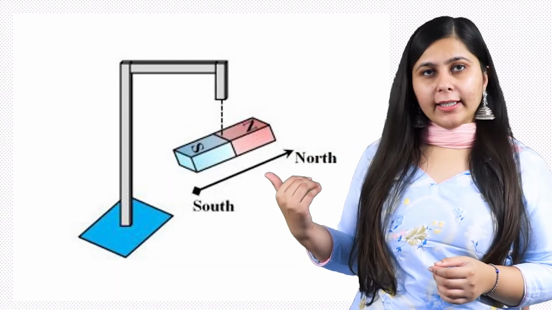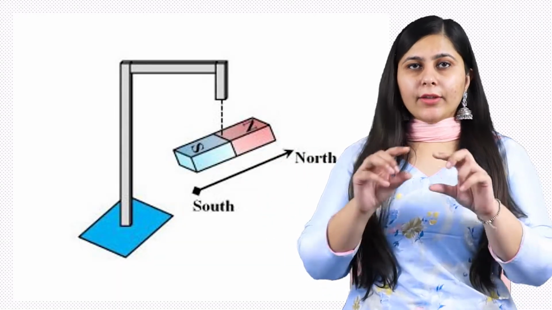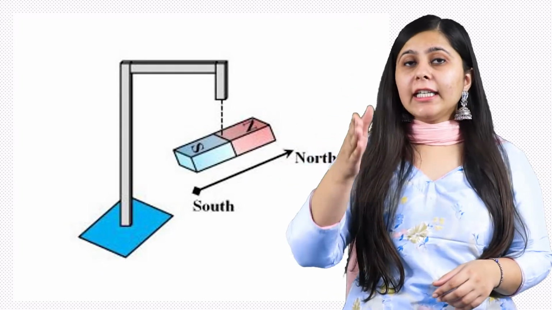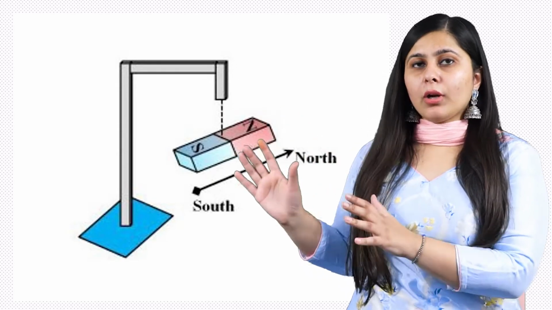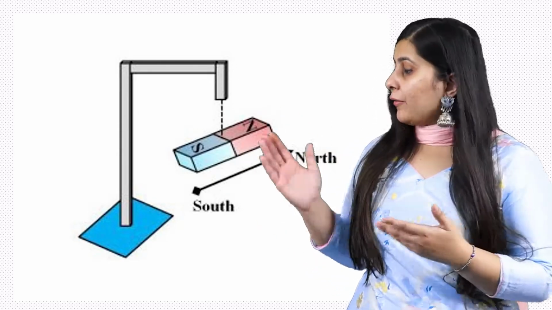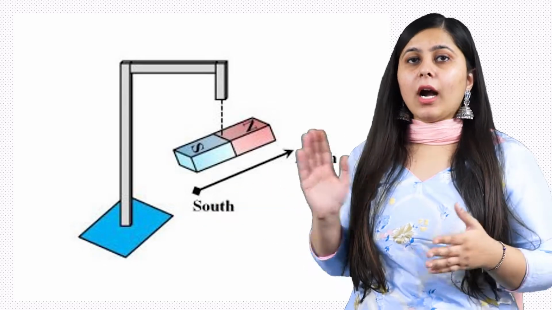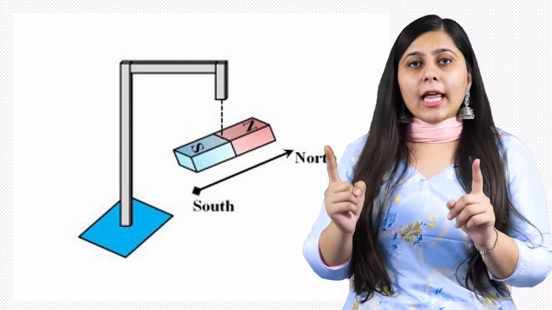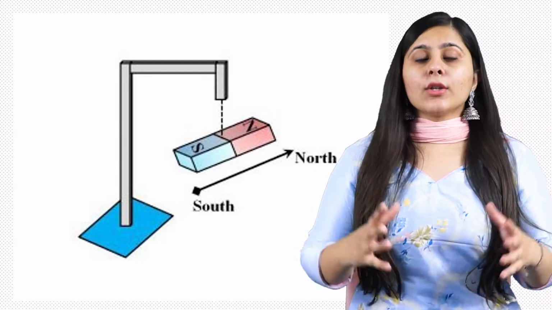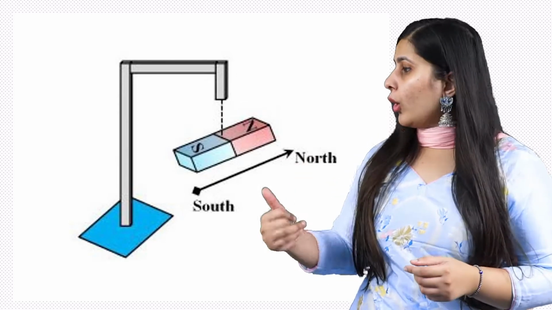Now let's study some facts about the magnet. So let's see what is the first fact that we need to learn about magnets. As you can see in the diagram, there is a magnet and it is freely suspended with a thread. So we have tied it with the thread and it is allowed to come to rest, right? Have you ever thought in which direction it will align itself after coming to rest? So I'll tell you, it is north-south.